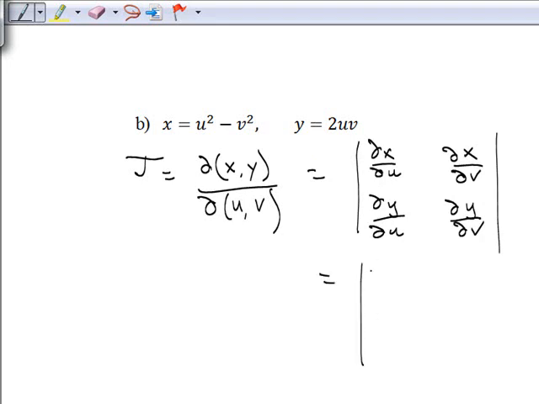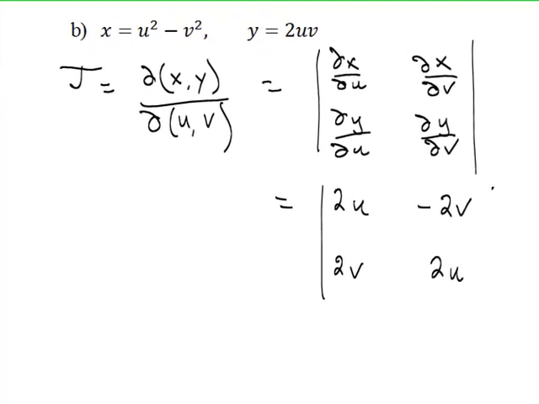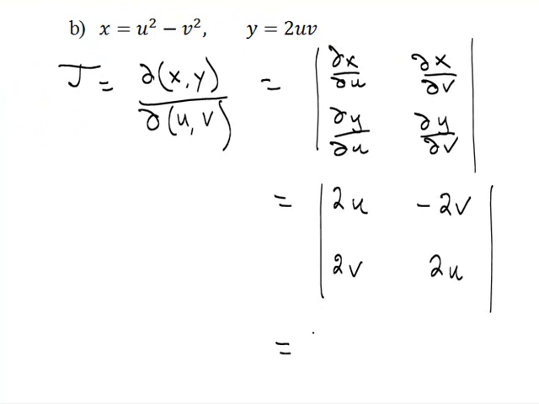Partial x, partial u is, tell me, partial x, partial v, partial y, partial u, 2v again, partial y, partial v, 2u. Let's work that out. That is 2u times 4u squared minus, as a plus, 4v squared. Any questions?